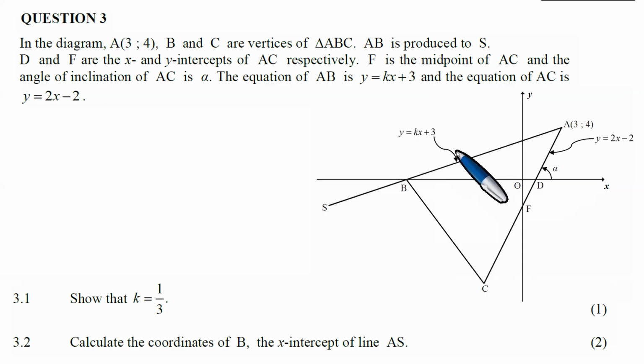Okay, we did question 3. Try to remember. We calculated the coordinates of B, and we said the coordinates of B were -9 and 0. And we said, okay, we must write them in the right order. I remember that. And then we got the angle alpha, and then we were able to get the value of k, and we were able to calculate the coordinates of B.